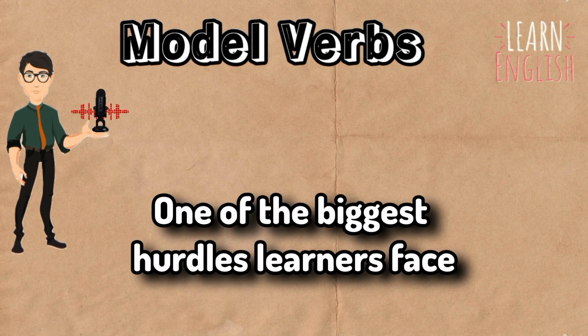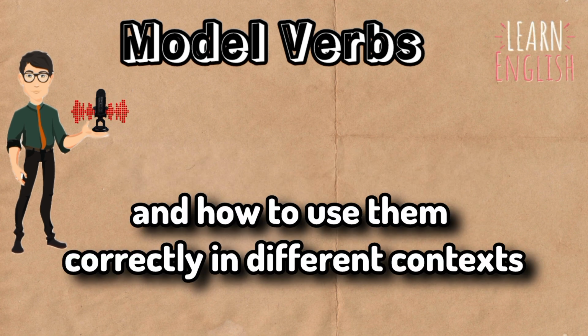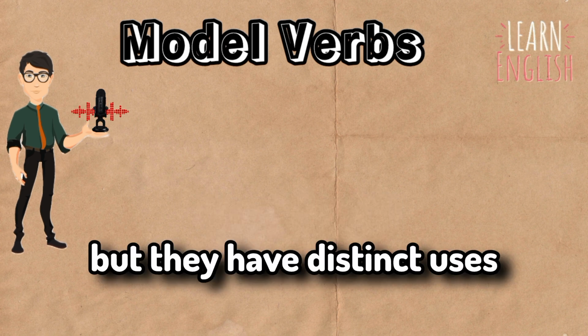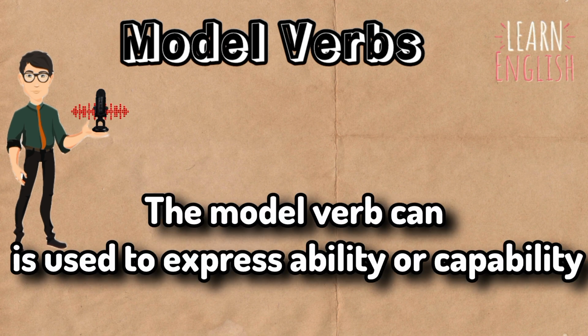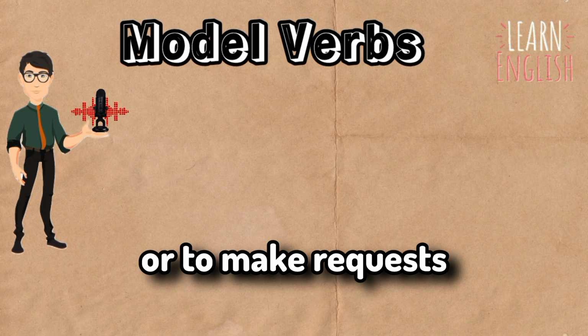One of the biggest hurdles learners face when it comes to modal verbs is understanding their meanings and how to use them correctly in different contexts. For instance, can and could are often confused, but they have distinct uses. The modal verb can is used to express ability or capability, whereas could is often used to talk about past abilities or to make requests.